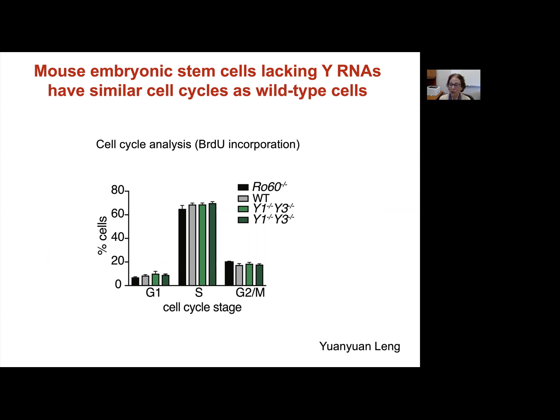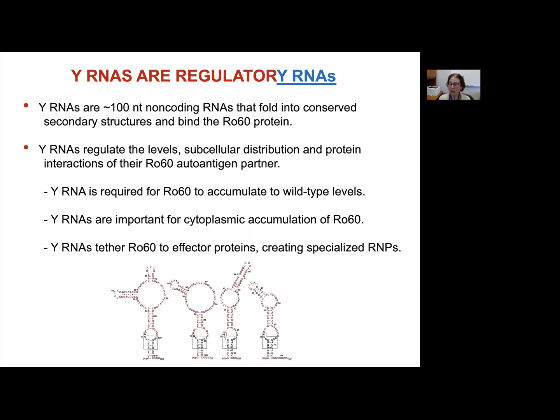In summary, I've told you that Y-RNAs fold into conserved secondary structures and bind the Rho60 protein. And binding of Y-RNAs is required for Rho60 to accumulate to wild-type levels and to localize to the cytoplasm. Y-RNAs also tether Rho60 to effector proteins to create specialized RNPs.